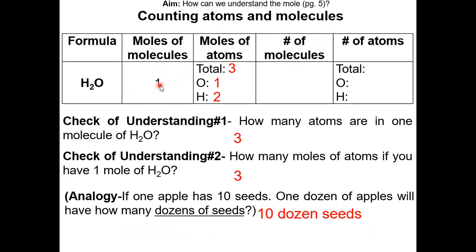How many molecules are present in 1 mole of H2O? Since 1 mole is 6.02 times 10 to the 23rd, the number of molecules will be 6.02 times 10 to the 23rd water molecules. How many atoms are present? Since 1 molecule of H2O is 3 atoms, we multiply this number by 3.